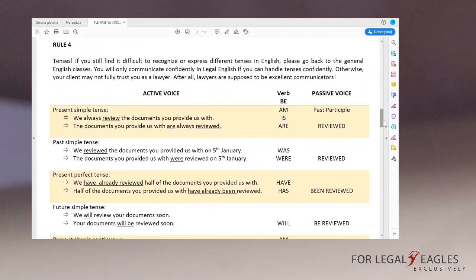Rule number 4. Tenses. If you still find it difficult to recognize or express different tenses in English, please go back to the general English classes. You will only communicate confidently in legal English if you can handle tenses confidently. Otherwise, your client may not fully trust you as a lawyer. After all, lawyers are supposed to be excellent communicators.